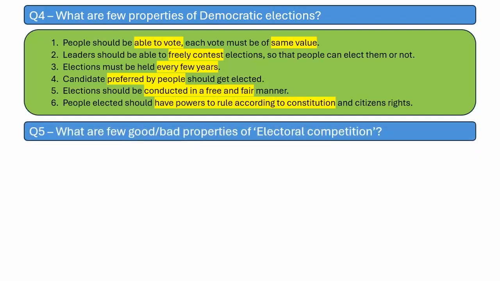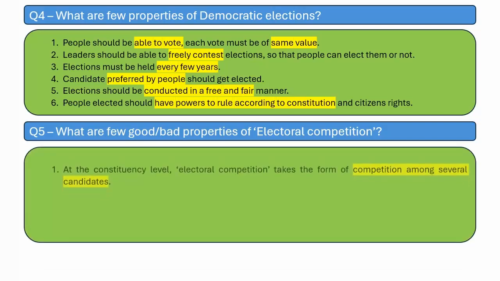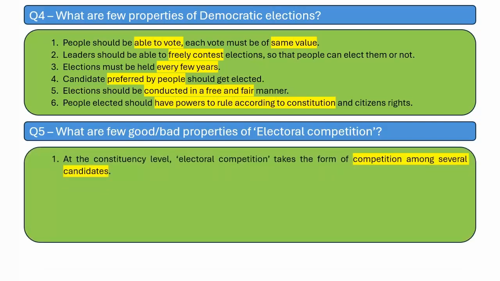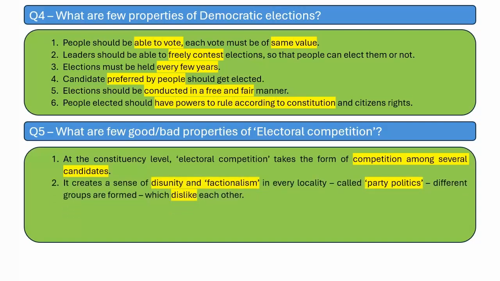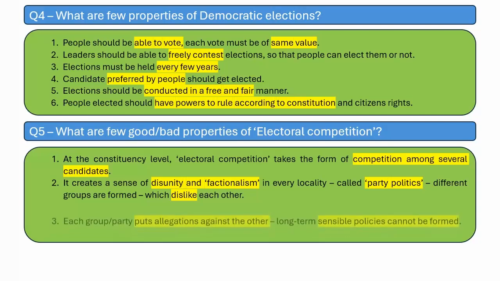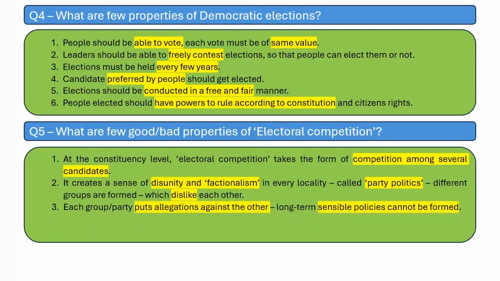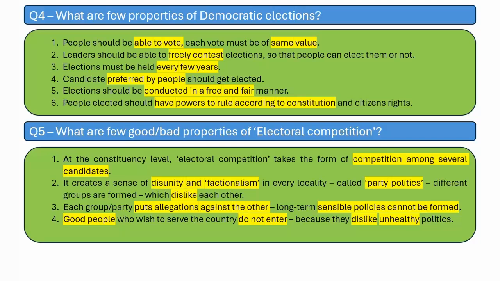What are a few good and bad properties of electoral competition? At the constituency level, electoral competition takes the form of competition among several candidates. This creates a sense of disunity and factionalism in every locality, which is called party politics. Different groups are formed and they dislike each other and fight among each other. Each group or party puts allegations against the other, and long-term sensible policies cannot be formed very easily. Good people who wish to serve the country do not enter such a system because they dislike unhealthy politics. Political leaders always want to advance their political careers and remain in power.